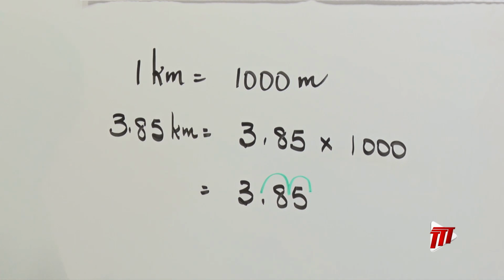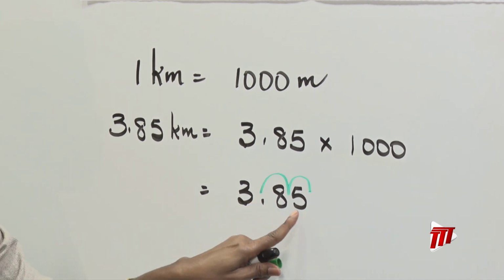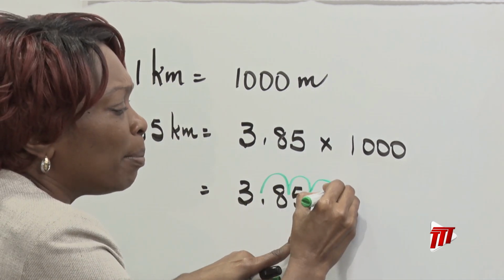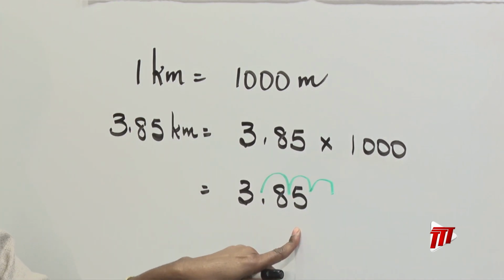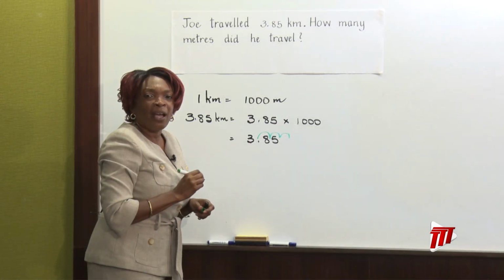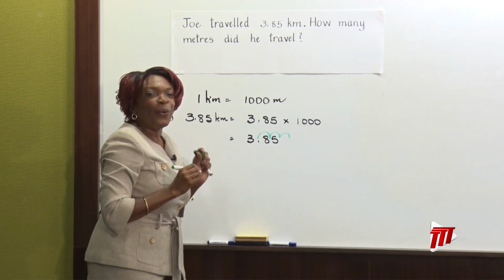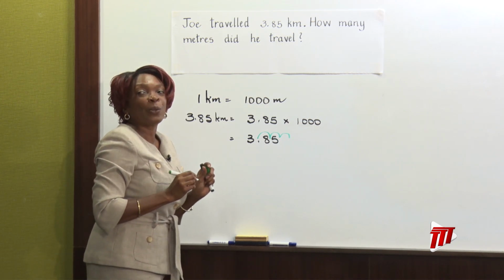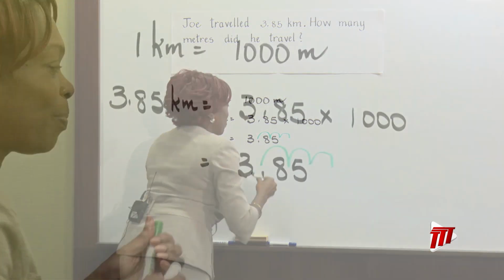Now look at this problem here. 1, 2. One more spot. But guess what? There is no number there. Are we going to leave it like that? Oh no. We have our placeholder, our 0.